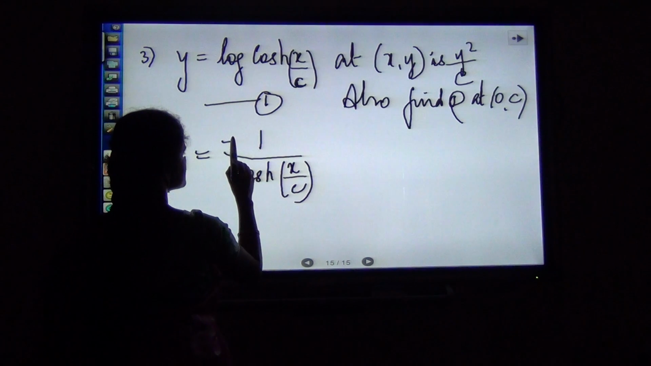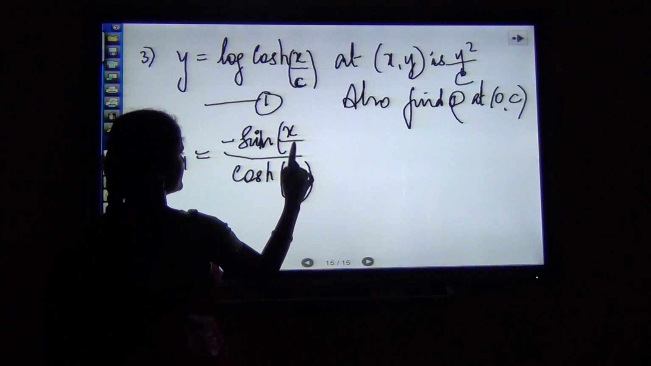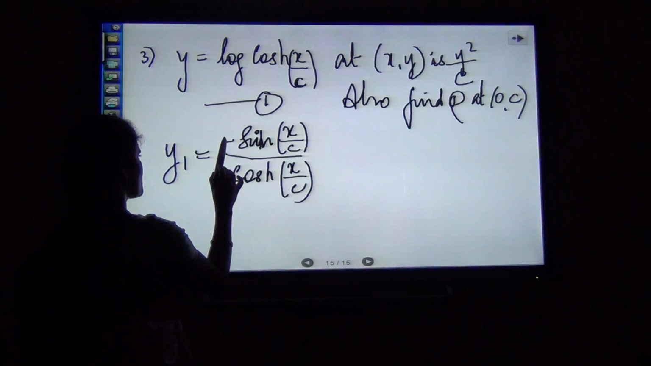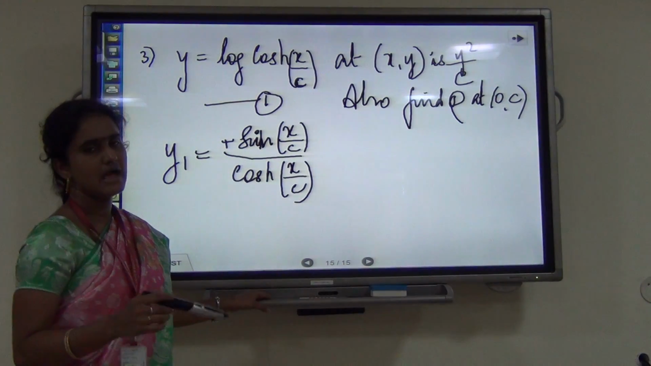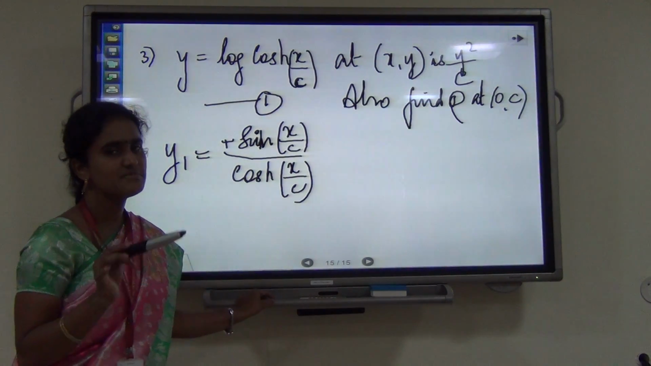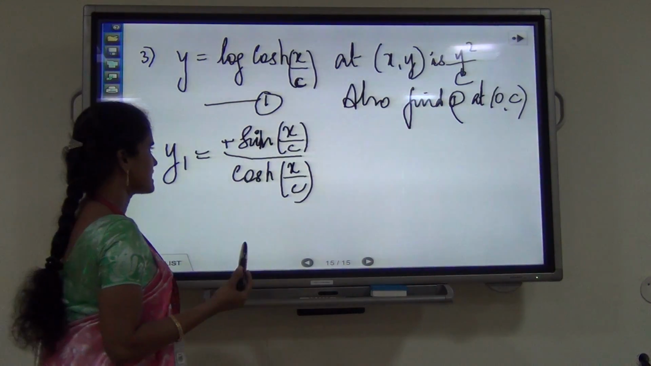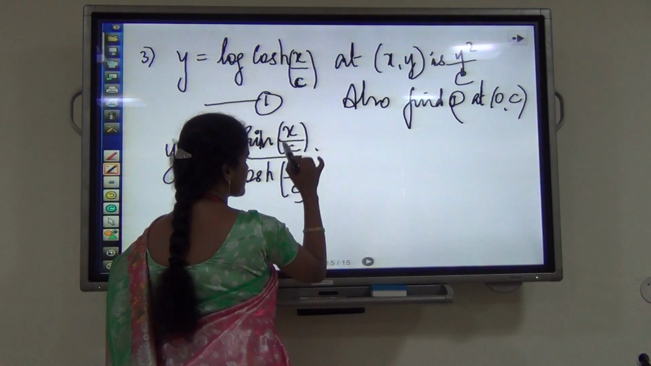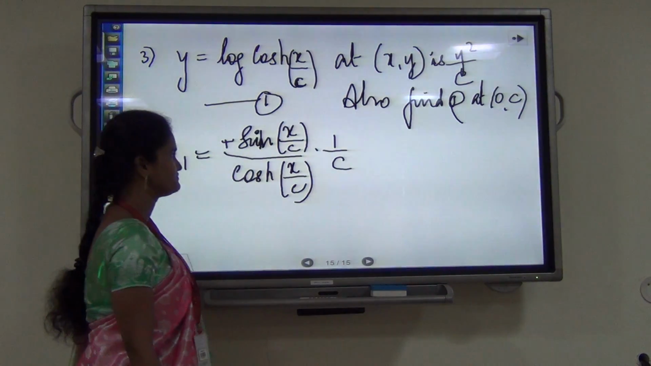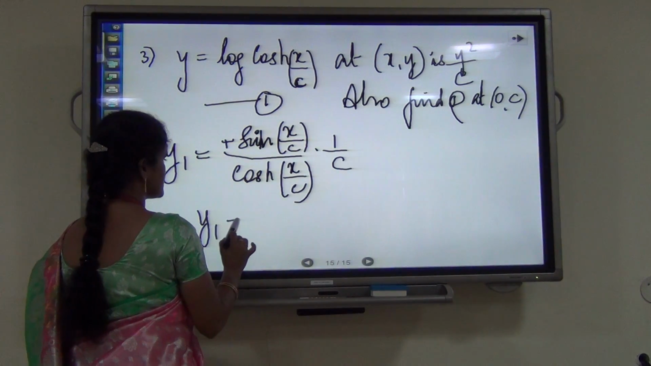Now as we differentiate this, you will get minus sin x by c. Here it is a hyperbolic function, so it is not a negative sign, it is plus. Differentiation of cosh will also be a plus sign. So sinh(x/c), differentiating the angle, you will have one more factor, that is 1 by c. This is what your y1 is.